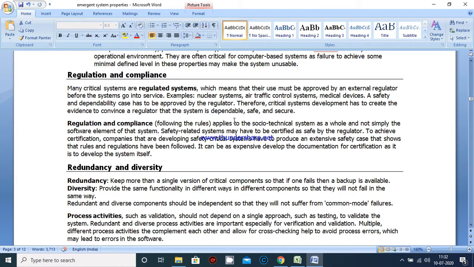So, I was talking about regulations and compliances while developing a particular software. To achieve a certification, companies that are developing safety critical systems have to produce an extensive safety case that shows that rules and regulations have been followed. It can be as expensive to develop the documentation for certification as it is to develop the system itself.